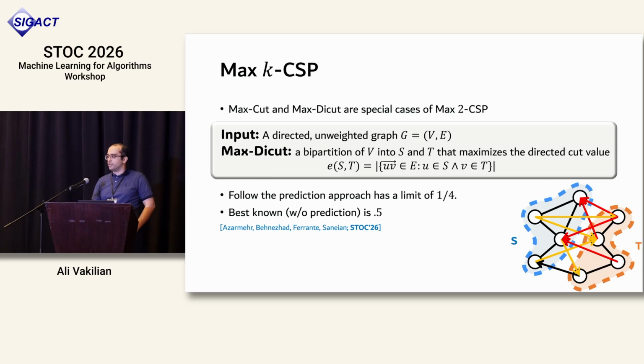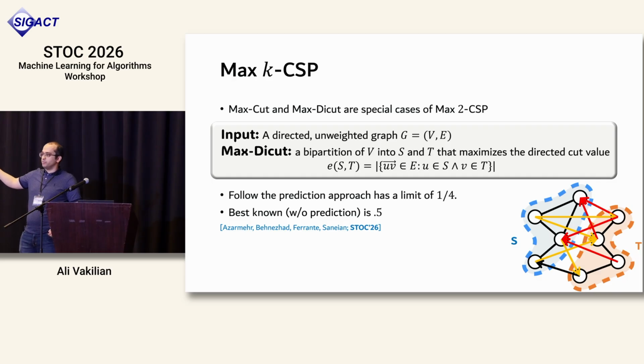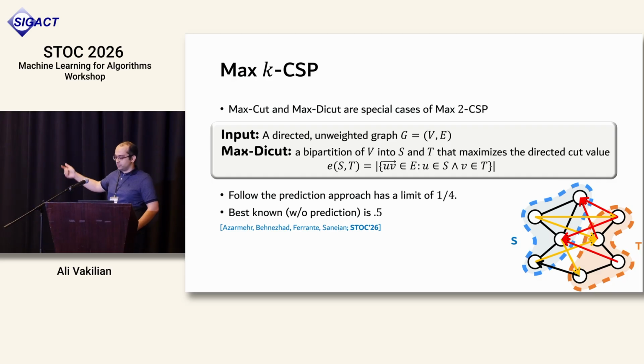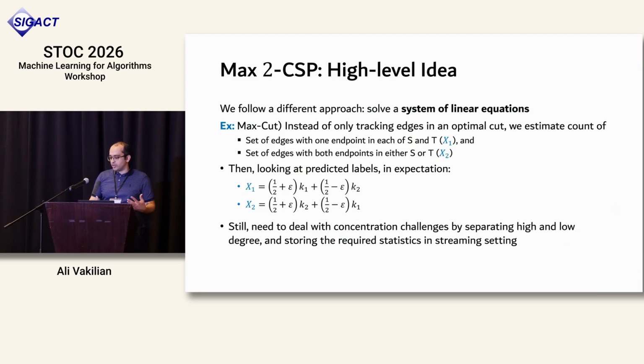In particular for the die cuts, if you just naively follow the algorithm I described, you get 1/4. But we know actually, for instance, there's a paper in this STOC today that shows you can get a half approximation even without prediction. So somehow we should do something differently rather than just following the prediction. And then our idea was basically we try to write some system of linear equations, and by solving them, we can get much better approximation for a CSP type problem.